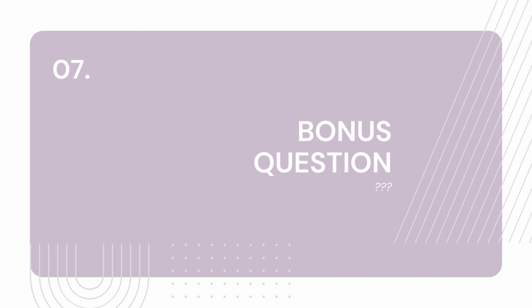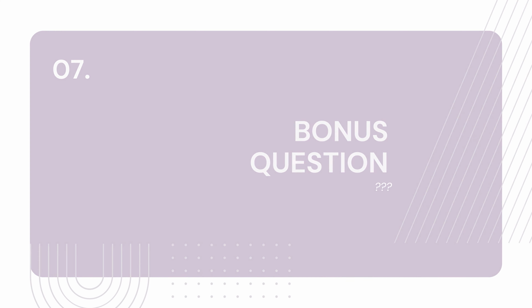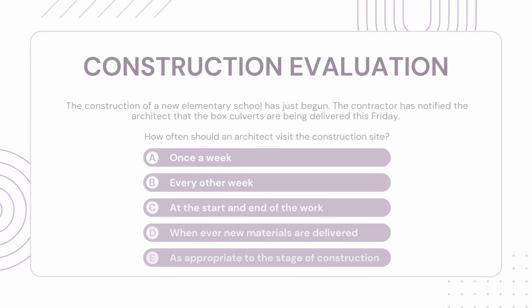Last but not least, our bonus question this week is, the construction of a new elementary school has just begun. The contractor has notified the architect that the box culverts are being delivered this Friday. How often should the architect visit the construction site? Once a week? Every other week? At the start and end of the work? Whenever new materials are being delivered? As appropriate to the stage of construction. Pause here to answer.